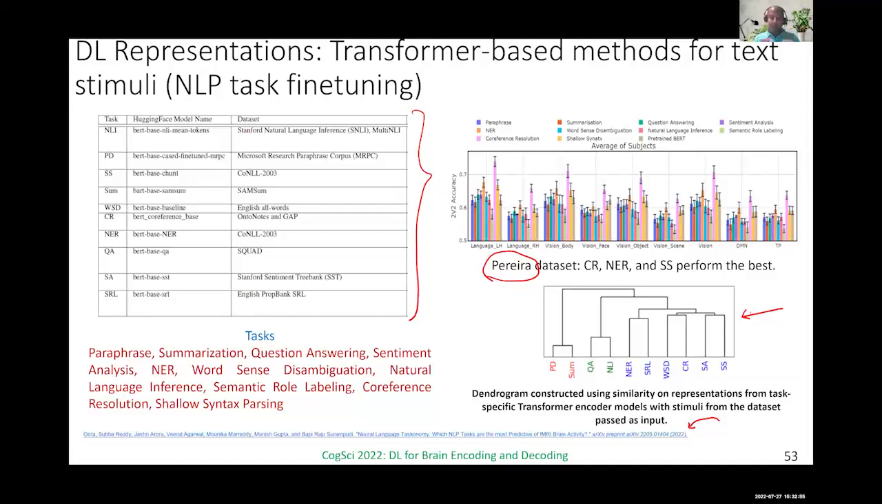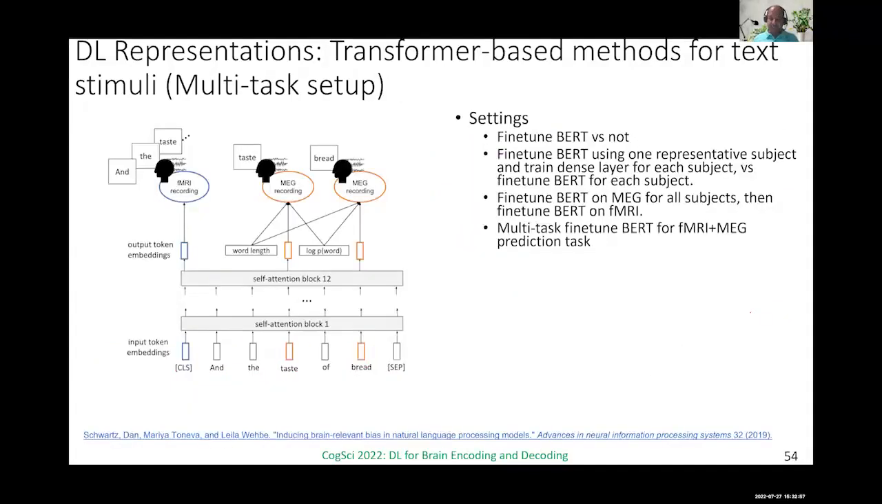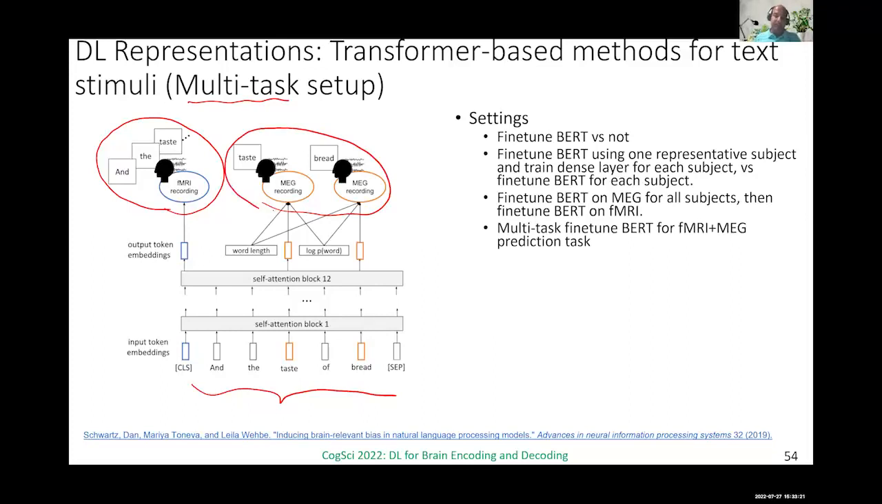So that's basically about text-based deep learning representations for text stimuli. However, there are other kinds of setups as well. For example, there's an interesting multitask setup where you have the sentence being provided as input to a transformer, but then you also have the fMRI response being predicted, and also the MEG response being predicted. So both of them.